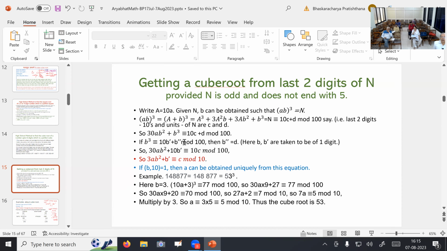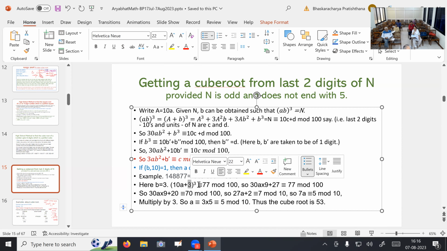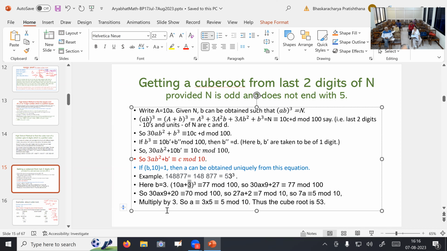So this example is there, 148877. This is the number, and you group into 2 parts, 148 and 877. That means the cube root has 2 digits, and we want to find out these 2 digits. So from the last digit 7, 7 is the last digit of the cube, and so cube root must be 3, because 3 into 3 is 9, 9 into 3 is 27, so last digit is 7. So 7 corresponds to 3. So the last digit of the cube root is 3.